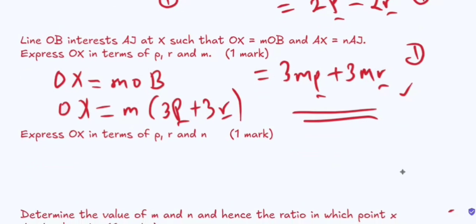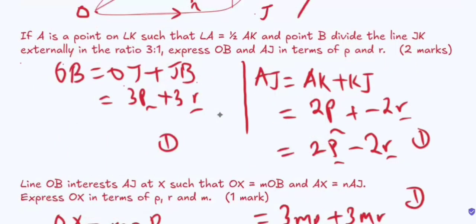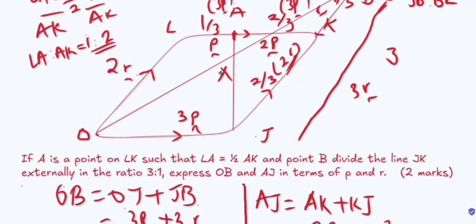Let's go to the other question. Remember, express OX in terms of PR and N. Okay, hii ni OX nyingine sasa, si ile ambayo tumetumia kwa ya kwanza. PR and N. So hapa hakuna ati OX equal to N something, ni AX. So yamaanisha ukitafuta OX lazima wapata vipi OX, lazima utapitia AX. So OX equal to OA.